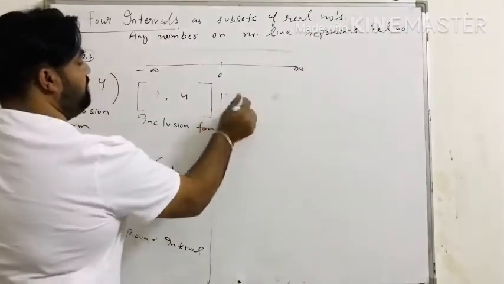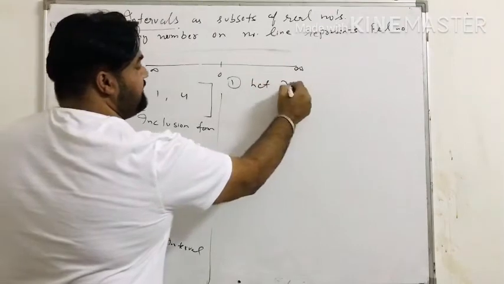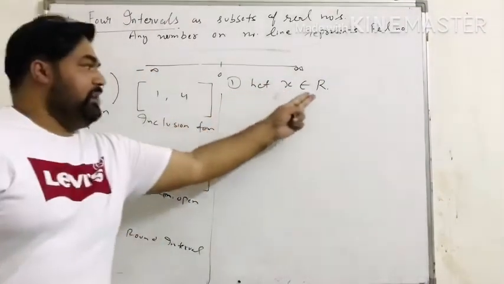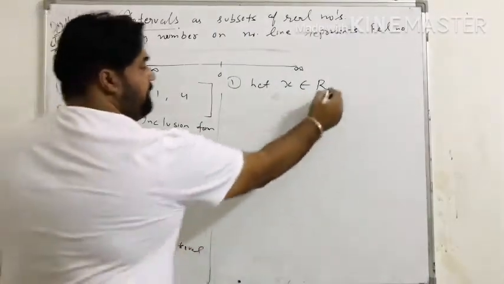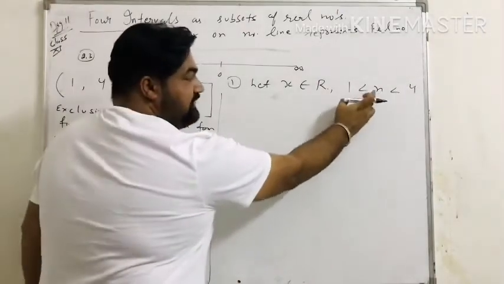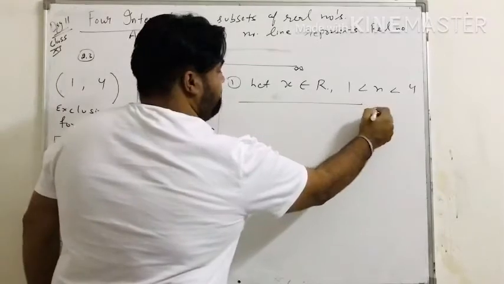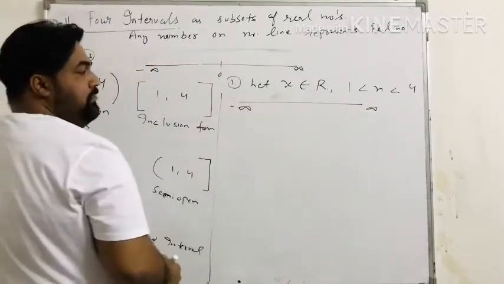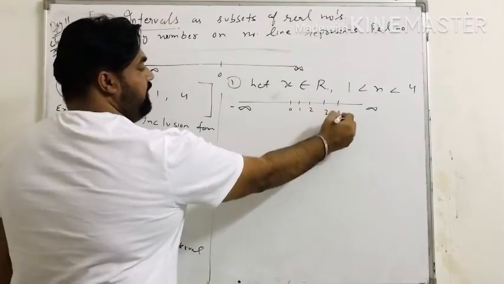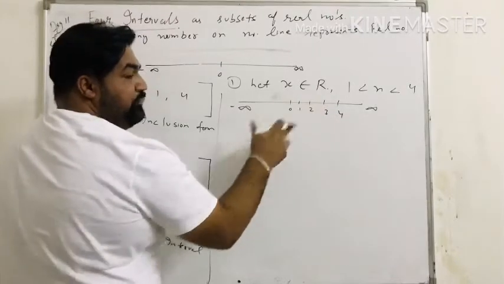So firstly we take the example. For example, let x belong to R. X belongs to R means x is a real number. The value of x is greater than 1 but less than 4. So this is a number line 0, 1, 2, 3, 4. This is the case of open interval.